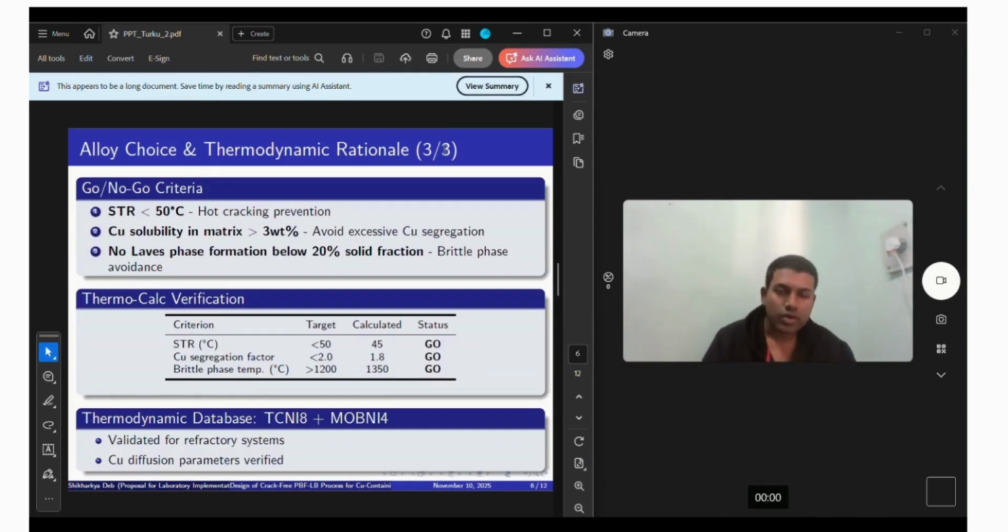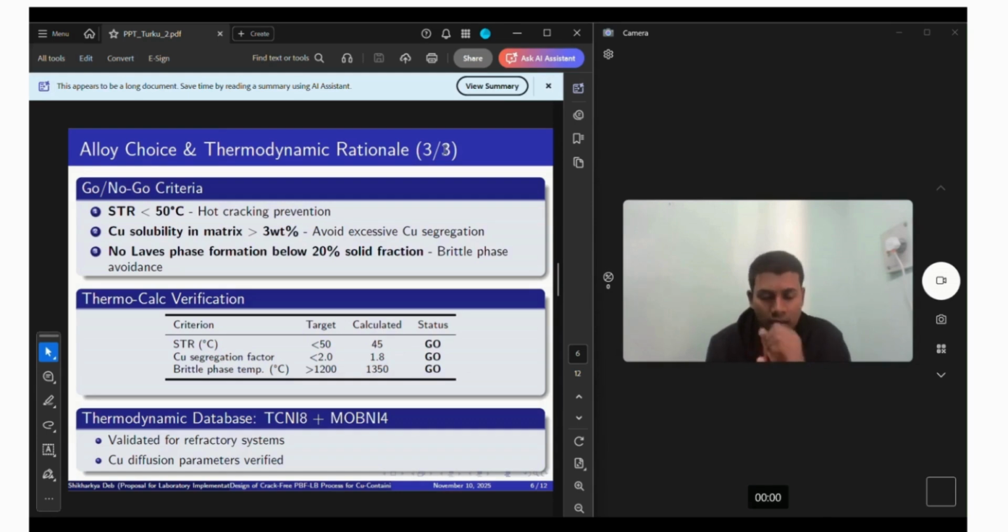Go criteria are as follows: the solidification temperature range has to be less than 50 degrees centigrade for hot crack prevention. The liquid films are continuous and can form along grain boundaries. The solid skeleton is not strong enough to resist the stresses. The solidification range is wide enough that significant stresses develop before solidification completes.